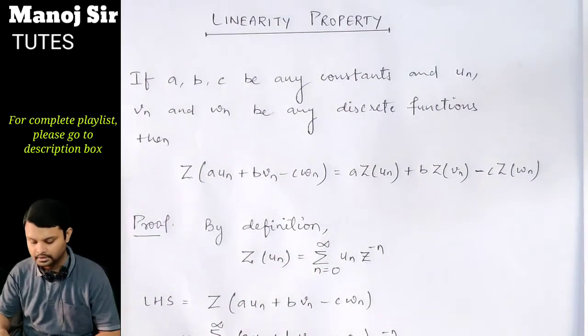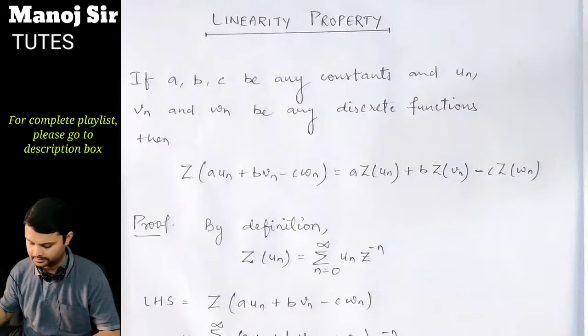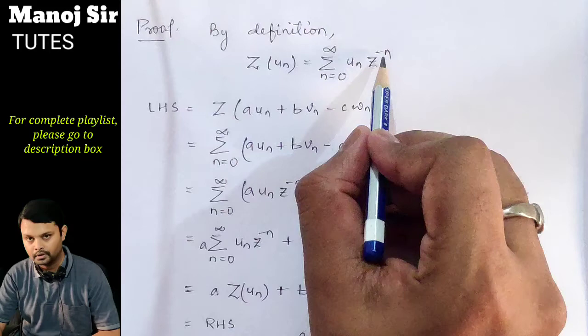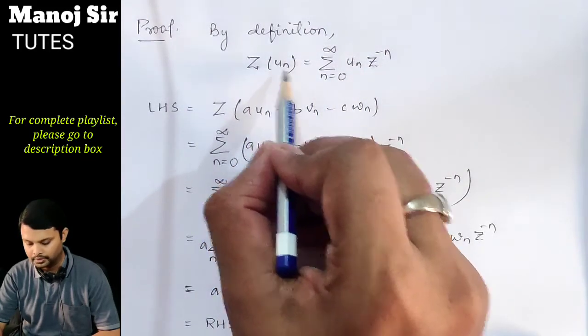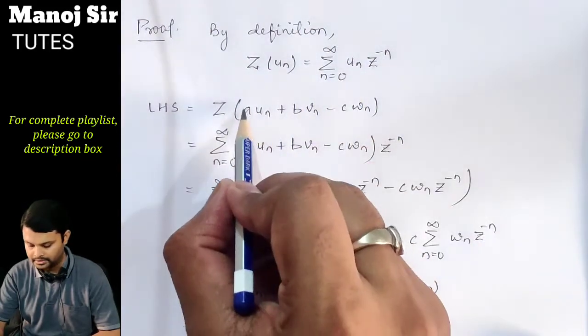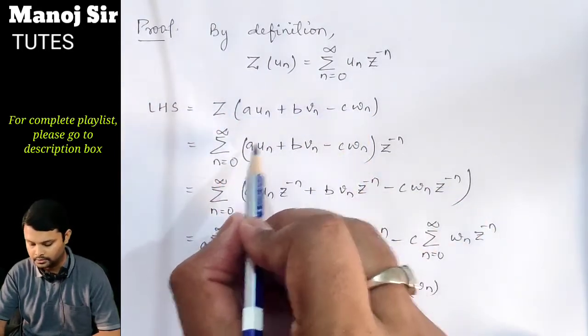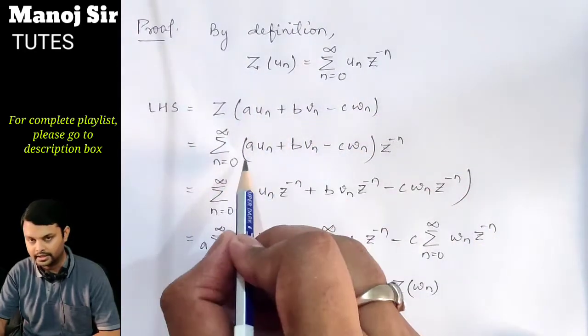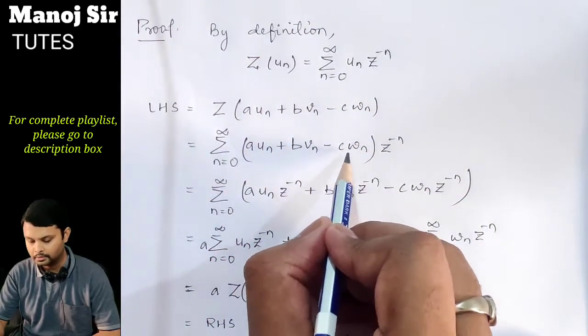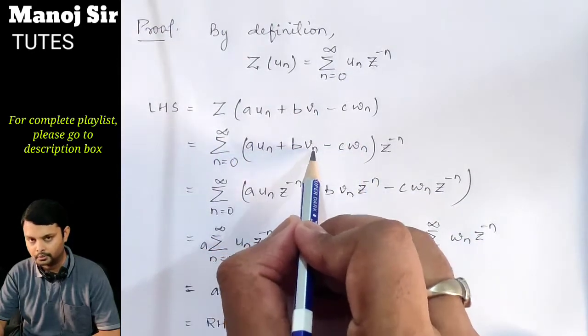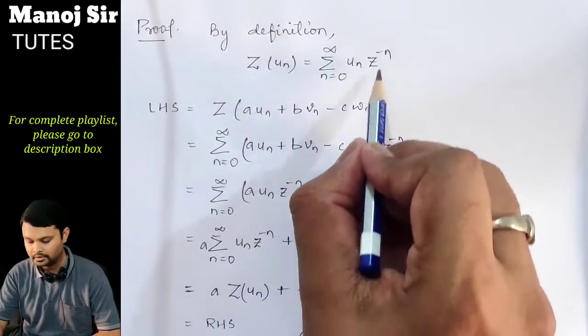Now we'll come to the LHS part, that is, Z transform of A into Un plus B into Vn minus C into Wn. Since Z transform of Un is equal to summation n equal to 0 to infinity Un into Z power minus n, here we have Un, so here we need to write Un. But in this case, what is Un? That is A into Un plus B into Vn minus C into Wn. So in place of Un, we need to write this, so this can be written as summation n equal to 0 to infinity of A into Un plus B into Vn minus C into Wn, into Z power minus n.